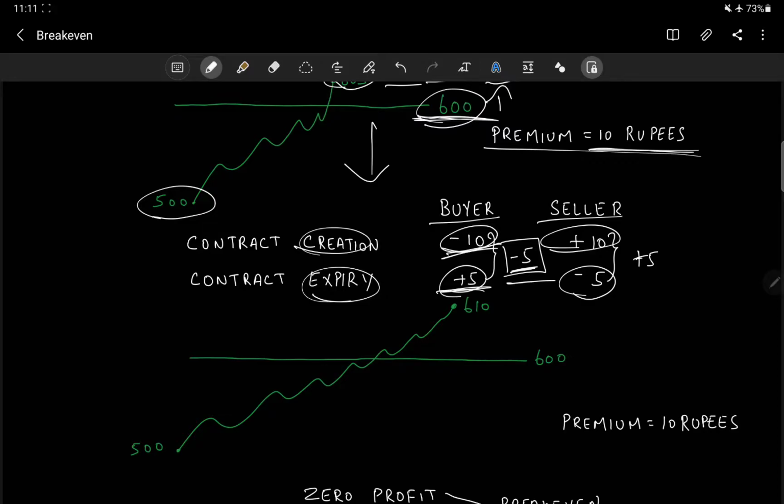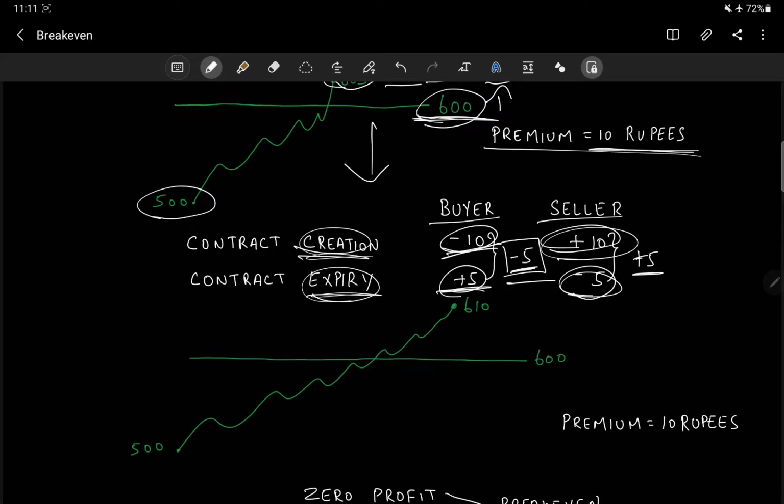The reverse is true for the option seller. The option seller has not made a loss of 5 rupees. Instead, he has only made a profit of 5 rupees. Initial credit of 10 rupees during contract creation and 5 rupees debit on the date of expiry.